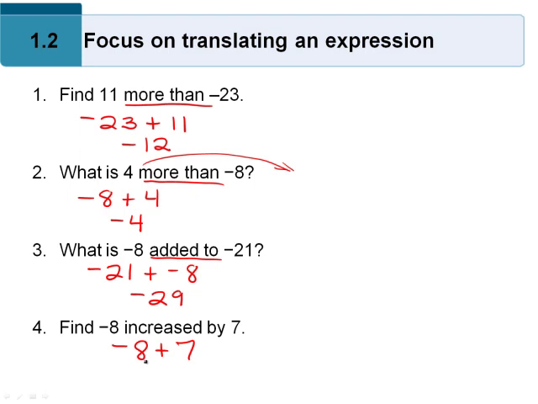So now, look at this. Are the signs same or different? They're different. So we subtract. 8 minus 7 would be 1, but it's going to be a negative because the 8 is bigger than the 7. So it's going to be a negative 1.